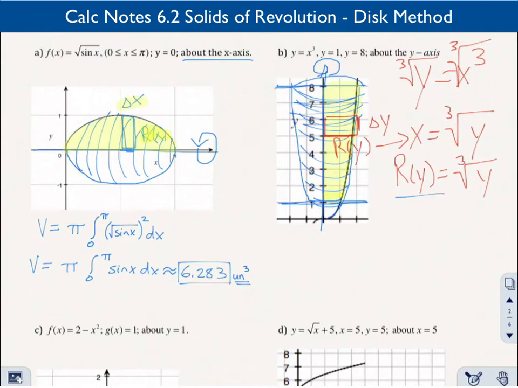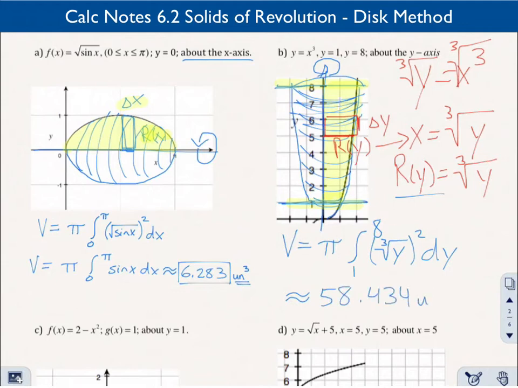Here, now that we have r of y, we can find our volume. And we get pi times the definite integral. And now it's going to be these y values here. And that was why we had the lines y equals 1 and y equals 8. So this is going to go from 1 to 8. And then our radius is the cube root of y, and then we square it, and then dy. Okay? And then you can use your calculator to find this. And the volume is going to be about 58.434 cubic units.